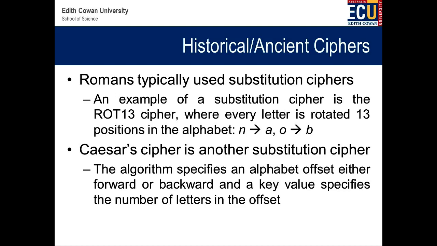After ROT13, Caesar cipher was another substitution cipher, and unlike ROT13, the Caesar cipher allowed entities to move forward or backward depending on the key that they want to use in encrypting or hiding that plain text.